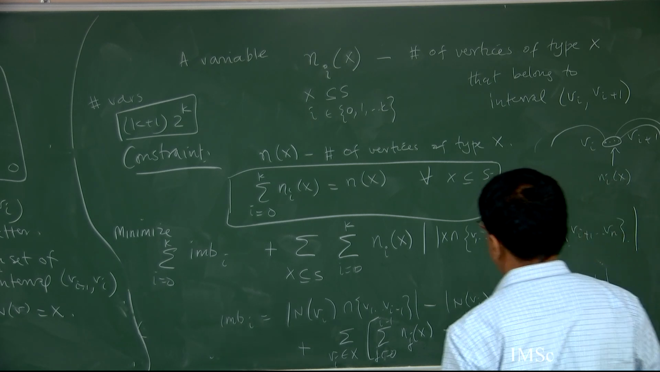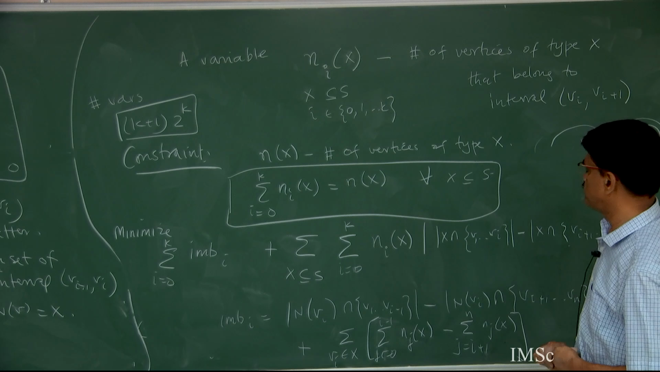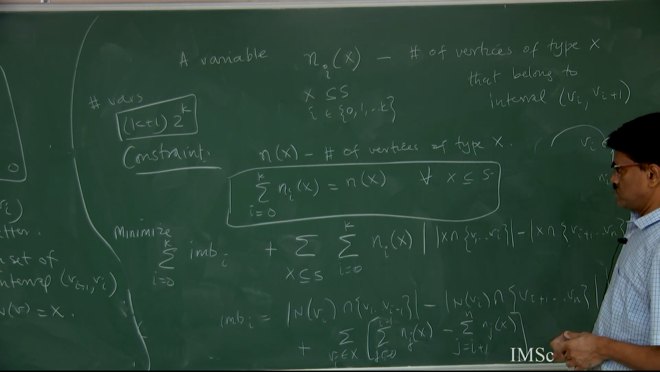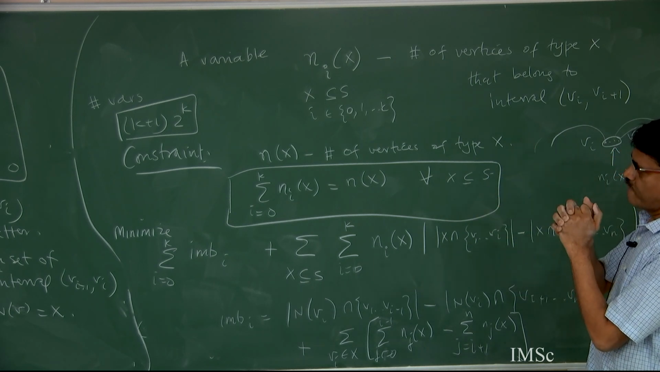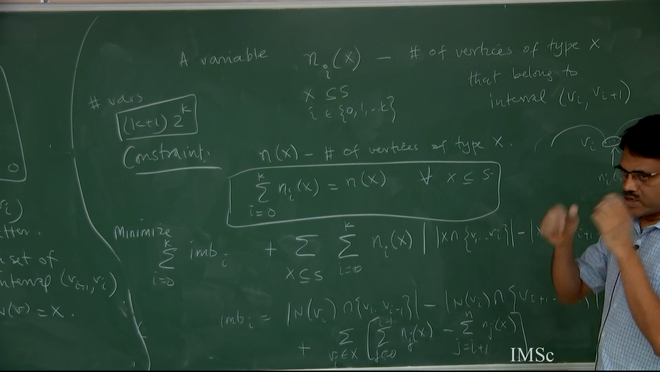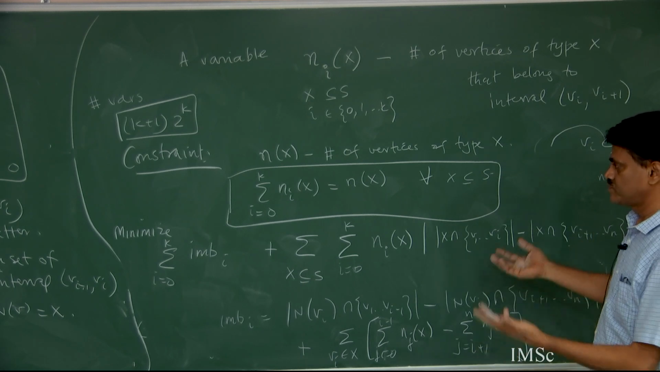Okay, so the whole problem is to minimize this subject to this constraint. Okay, so this is another tool, integer linear programming with a finite number of variables, to classify something as FPT.